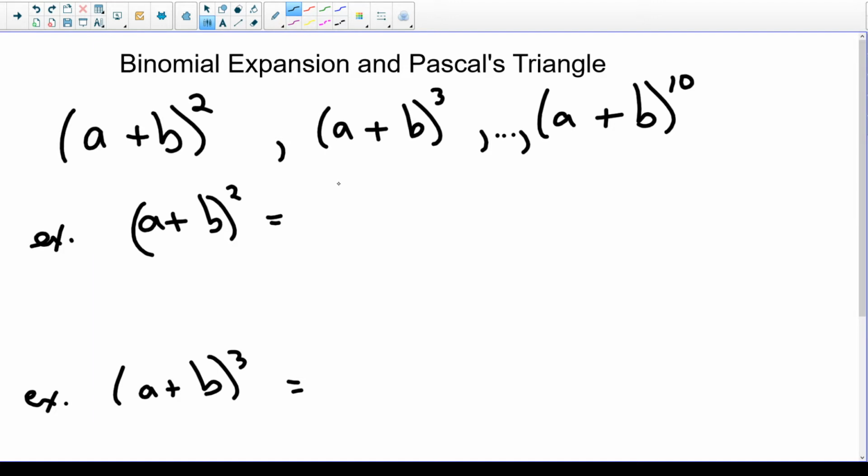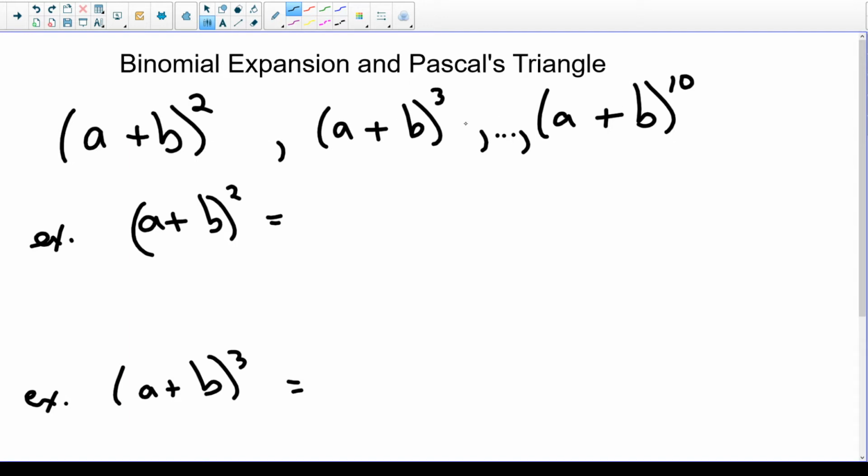All right, so hello everyone. We are going to start today's lesson. And as you can see, today's lesson is on something called binomial expansion and Pascal's triangle. So what is binomial expansion? Well, the word binomial means two terms. So I've got three examples here. A plus b to the power of 2, a plus b to the power of 3, dot, dot, dot, a plus b to the power of 10.